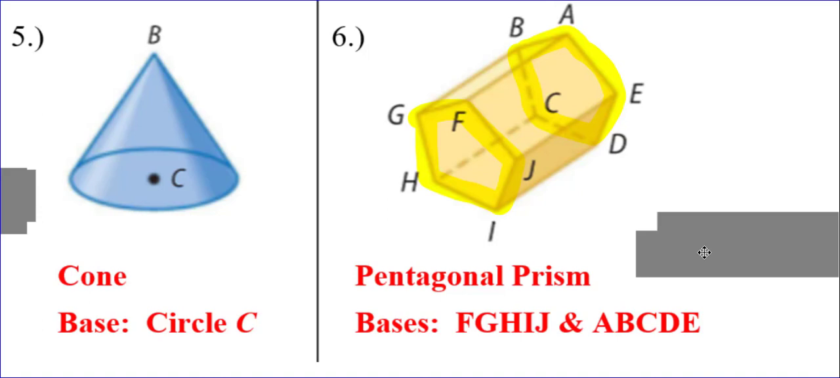So if you accidentally named the base as the rectangle at the bottom, hit pause on the video, erase what you had, and fix it, naming it with the 2 pentagons. And you can go in any order you want. Here I named the bases as F, G, H, I, and J. I went in counterclockwise order, and then for the one in the back I named it again in counterclockwise order, A, B, C, D, E, but you can go in clockwise order if you want, no big deal.